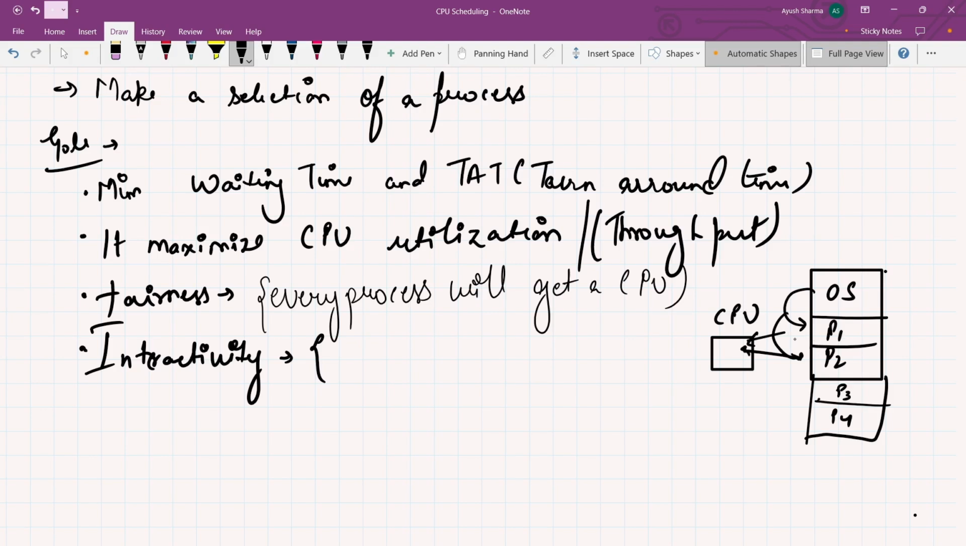But if the user is not able to see these processes, then definitely it's not a good signal for the user, because the user may suppose that the process is not executing, so they cancel that running process. So this thing also happens. So interactivity means that the user wants to see all the processes executed.